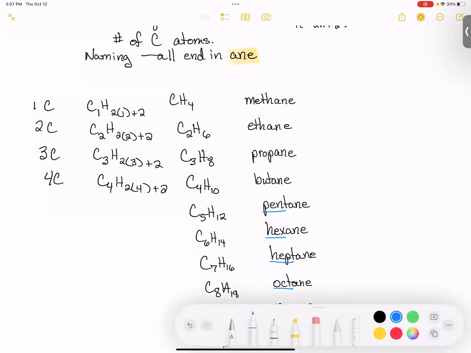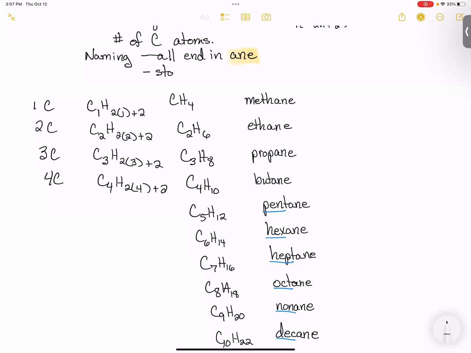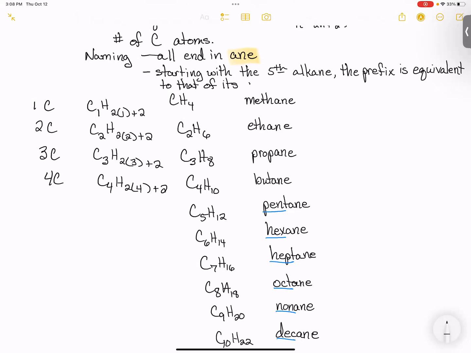So starting with the fifth carbon, or starting with the fifth alkane, the prefix is equivalent to that of its geometric shape. So in Washington, D.C., we have a pentagon, which is a 5-sided structure. Our 5-carbon alkane is called pentane.